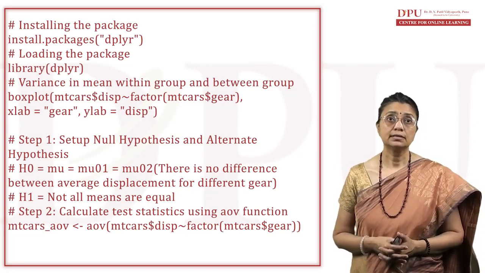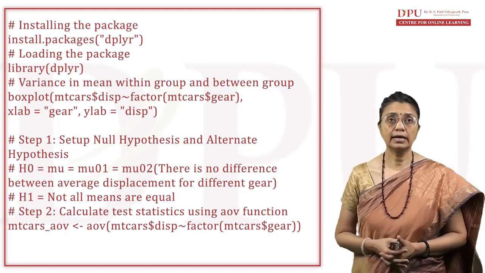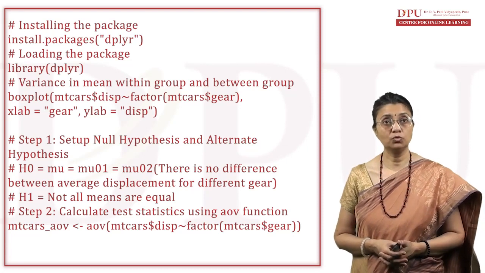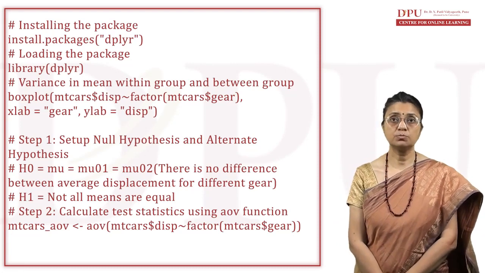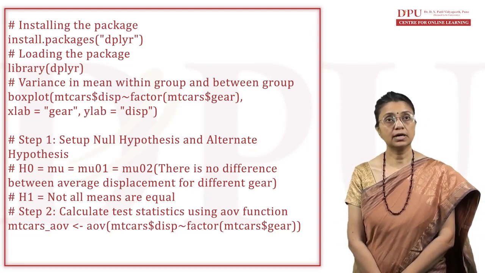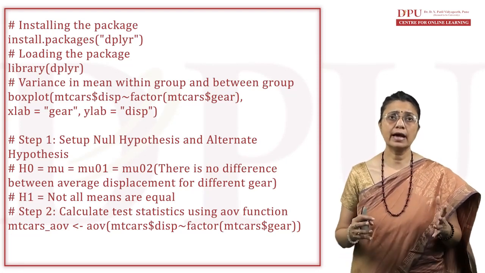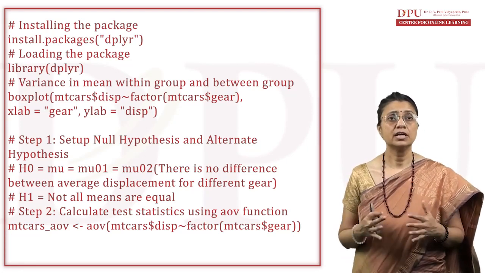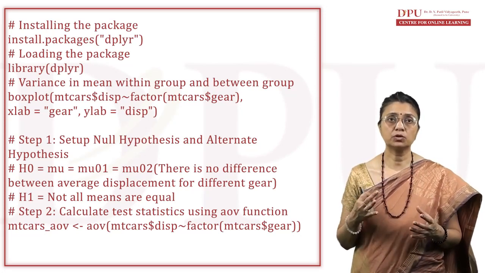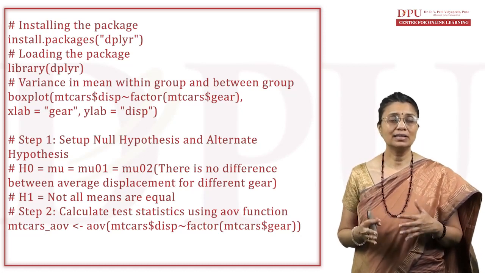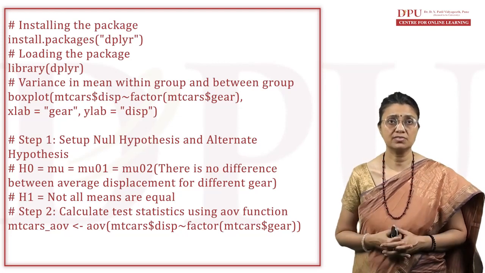Now you can see that step 1 is to set the null hypothesis and the alternative hypothesis. Your null hypothesis says that mu is equal to mu1 is equal to mu2, which means there is no difference between average displacement for different gears. So this is our null hypothesis, which says there is no difference. Keep one thing in mind, students: the null hypothesis always says there is no difference. It is equal. It talks about equality. But the alternative hypothesis talks about unequal, less than, greater than. That is the basic difference between the null hypothesis and the alternative hypothesis.